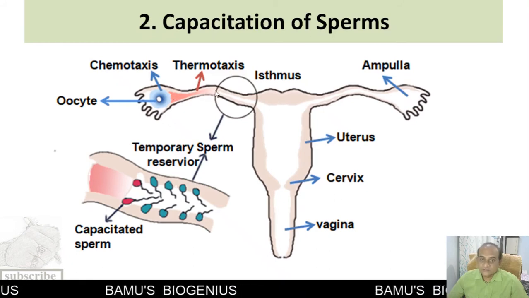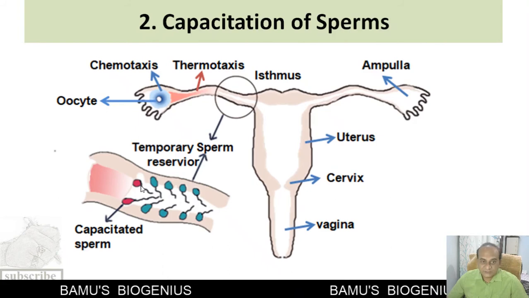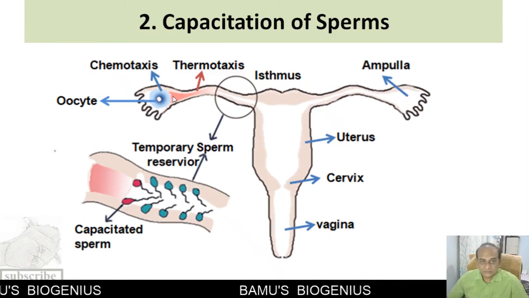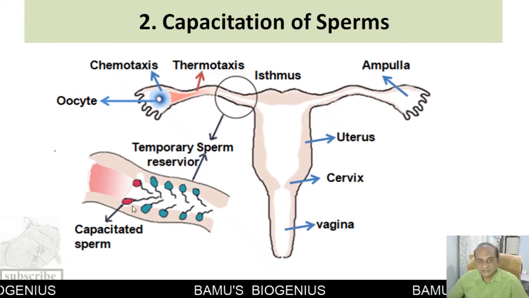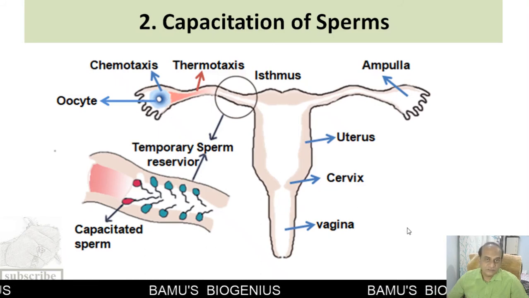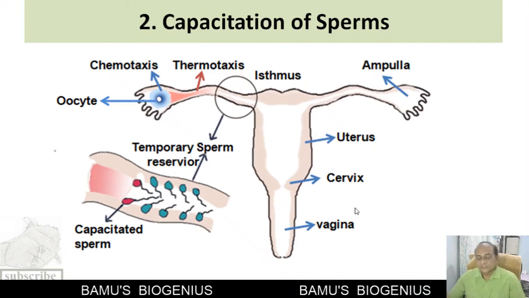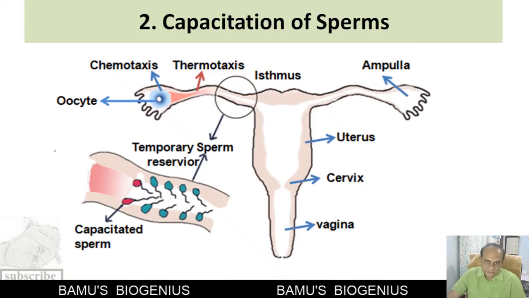So this temperature gradient attracts these capacitated sperm towards the ampullary region, and when these sperms reach the ampullary region, chemotaxis is also there: chemicals secreted by the cumulus cells attract the capacitated sperm towards itself. So this is how the sperms are taken towards the ampullary region for fertilization.